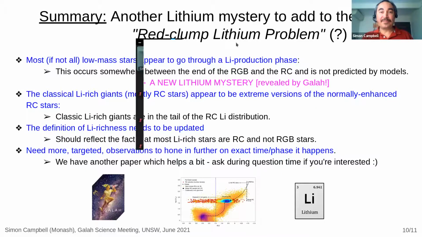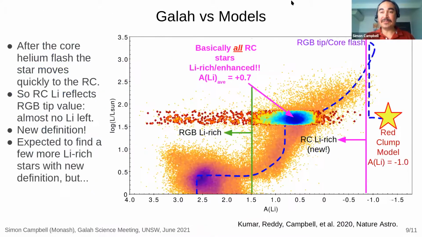So I was coined this term last night, calling this the red clump lithium problem, maybe. So it's another lithium mystery. And because it seems to happen to most stars, or maybe all, there seems to be a regular lithium enrichment phase. Instead of the stars going from the top of the red giant branch straight down, they seem to go in this direction. So this implies a lithium production phase between the late RGB and red clump stage. It could be happening at the flash, in the late RGB, or on the early red clump.